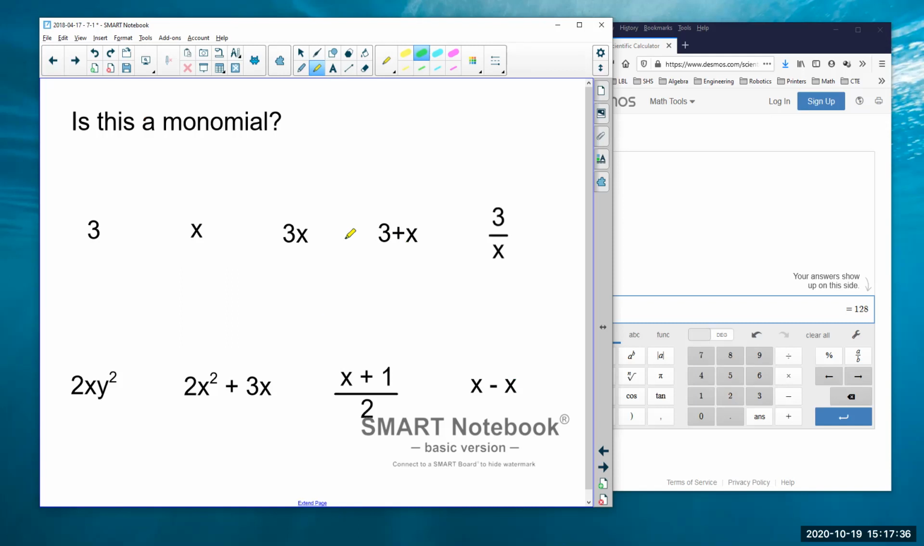So is this a monomial? I'm going to go ahead and pause the video here. I'm going to have you respond to some questions about these, and you tell me yes or no, is this a monomial?